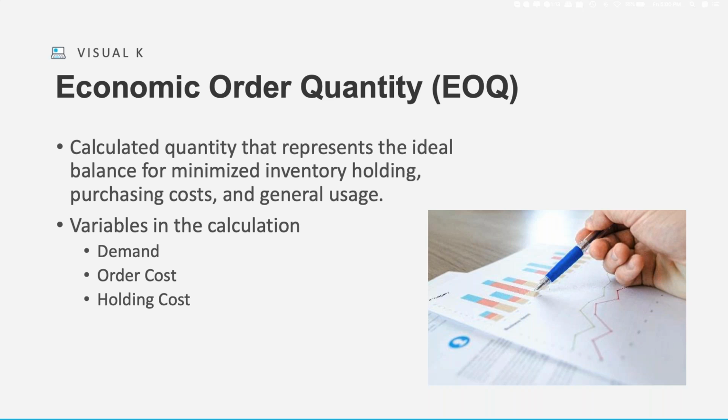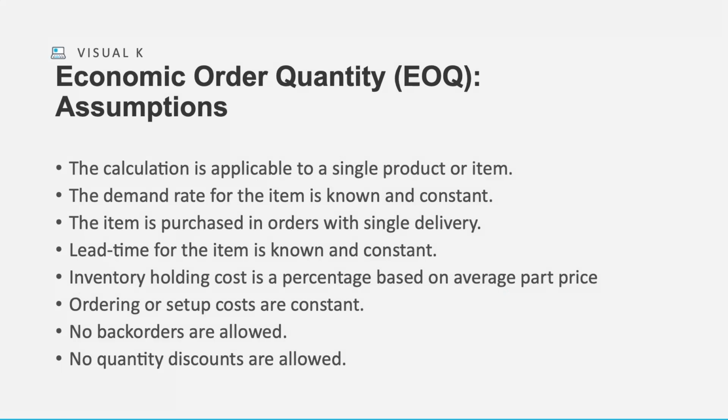A couple of things that we have to keep in mind when we're dealing with the economic order quantity, okay? And that is some assumptions, and these are general assumptions in order to use the value correctly, okay? So for example, the calculation is applicable to a single product or item, right? Because it's looking at that item specifically. For instance, the demand rate of that item has to be known and it has to be constant. As you're managing your inventory, you must know exactly that demand rate of the item. So, okay.